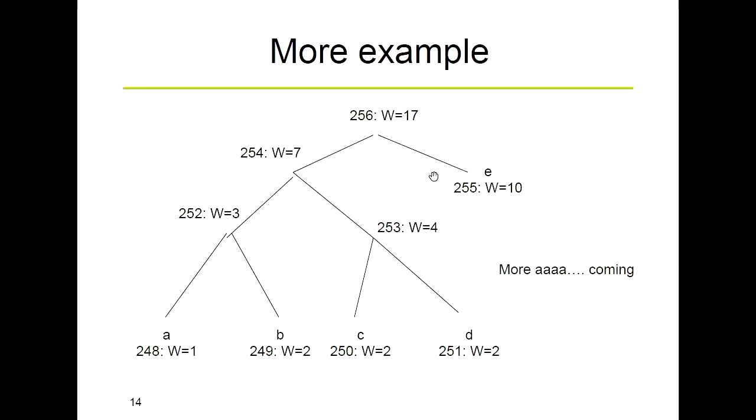So suppose that after this figure, there are more A coming. And how does it affect this tree? So there are more A coming. So the first A, we make this A from the weight 1 becomes 2. And we need to update this from 3 to 4, 7 becomes 8, and so on. So we need to update the frequency accordingly. So it's still fine. Everything is still fine.